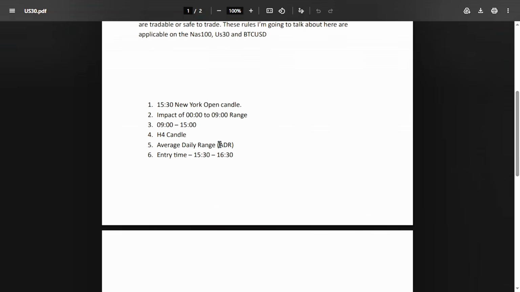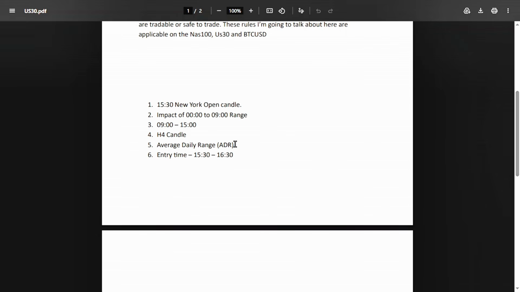Five, we've got the average daily range, ADR. Now you are going to see me apply this more often when I'm in a continuation scenario where I have to continue with the trend or the direction that has already been established. Then from there I will have to consider the ADR to check if that continuation is still valid. Can I still continue with that continuation run or not?